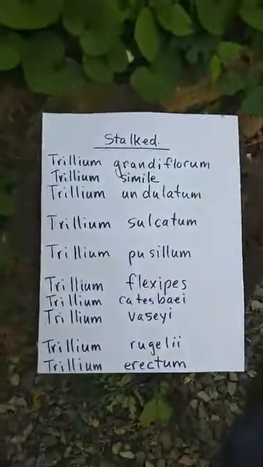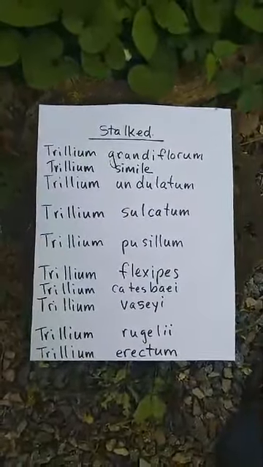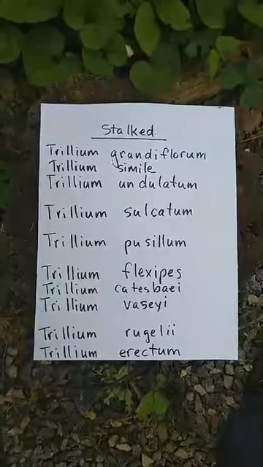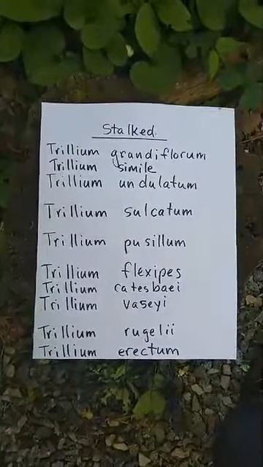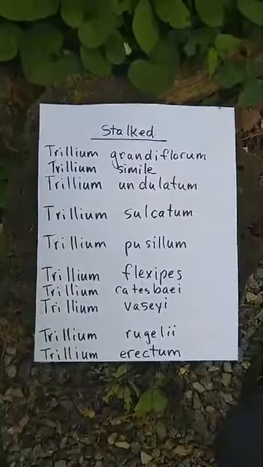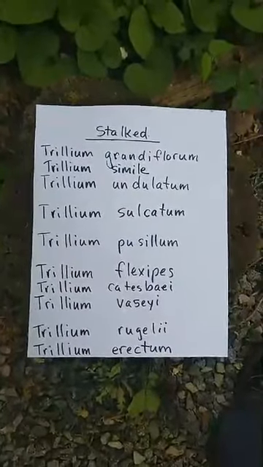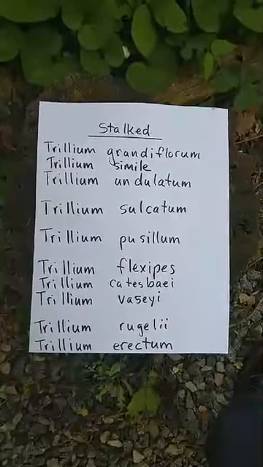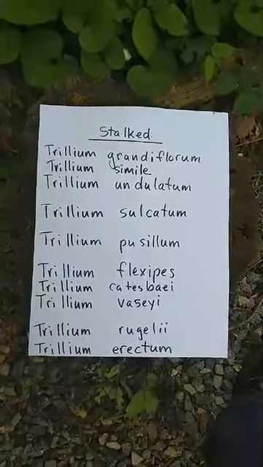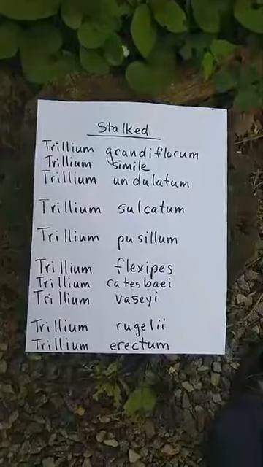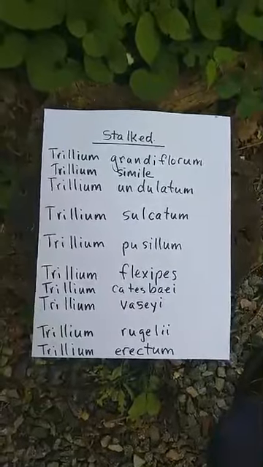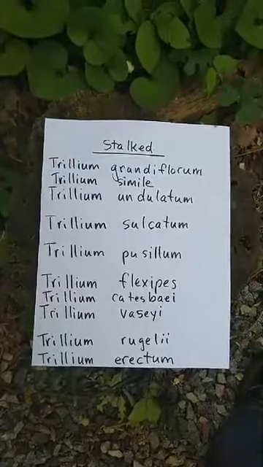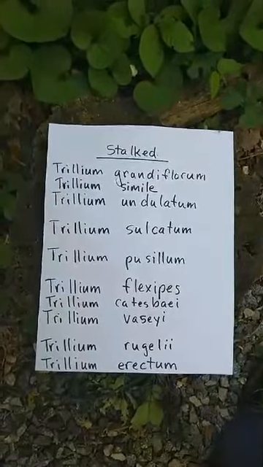And these species have a stalk. So Trillium grandiflorum, the great white trillium, is borne above the flowers on a stalk. And then we have some that are borne underneath of the leaves, such as Trillium vaseyi. And then we have Trillium sulcatum, which has a nodding flower borne sometimes above, sometimes below the leaves.